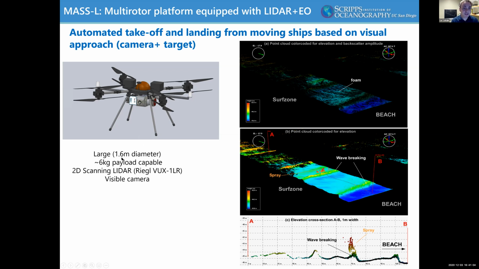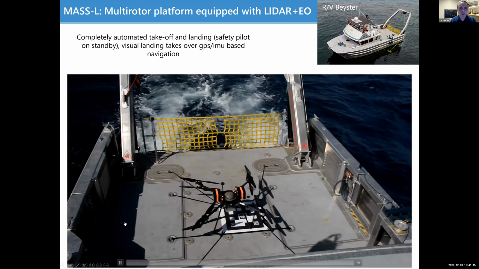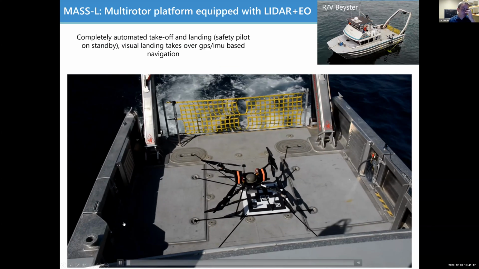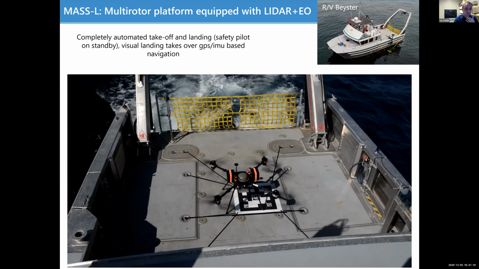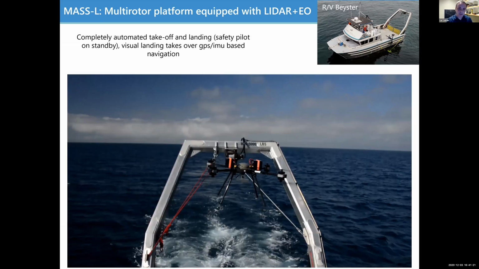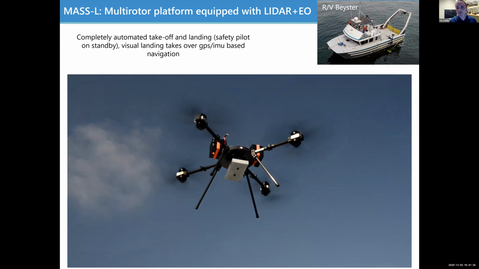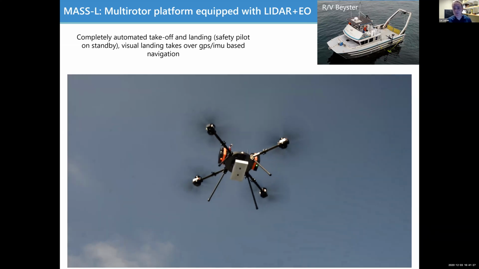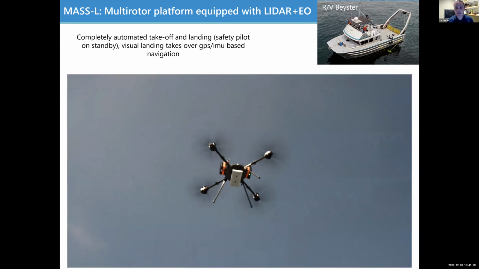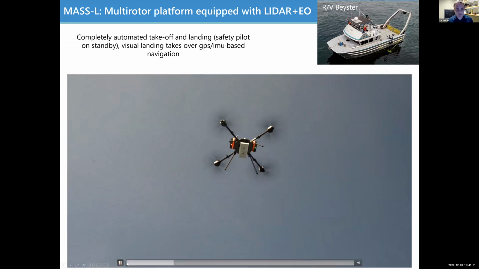This is a large multi-rotor aircraft, 1.6 meters in diameter, so it's a beast, but it's also very capable. Because it's such a beast, we needed to come up with another way of operating it from a vessel. So it is designed to automatically take off and land from a ship, not using GPS position, but using a target. And that's what we showed earlier here.